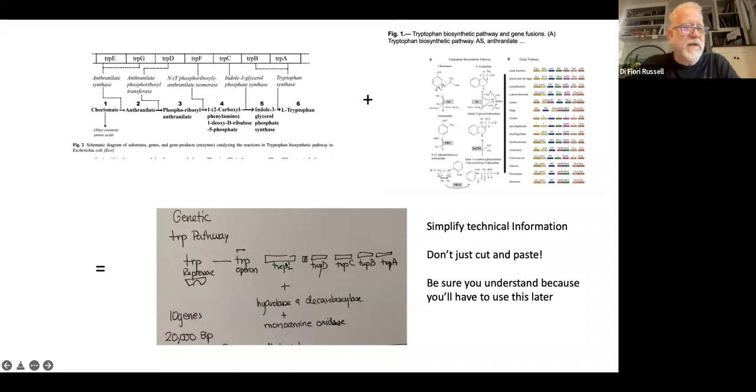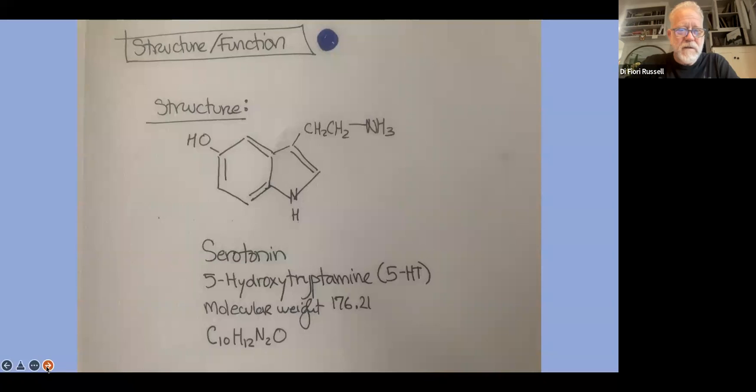For me, it's putting it in my own diagrams that makes it useful and helps me understand. So I recommend manipulating this information in some way so that you really get a firm grasp of what it means. And don't worry, you don't have to do any of this exactly like I've done. So let me go through it. Here's the structure and function.